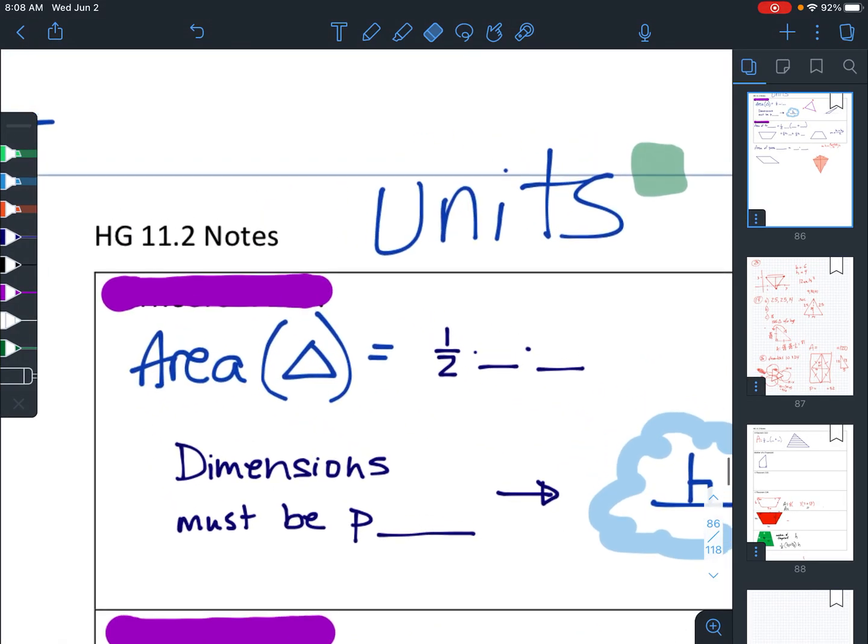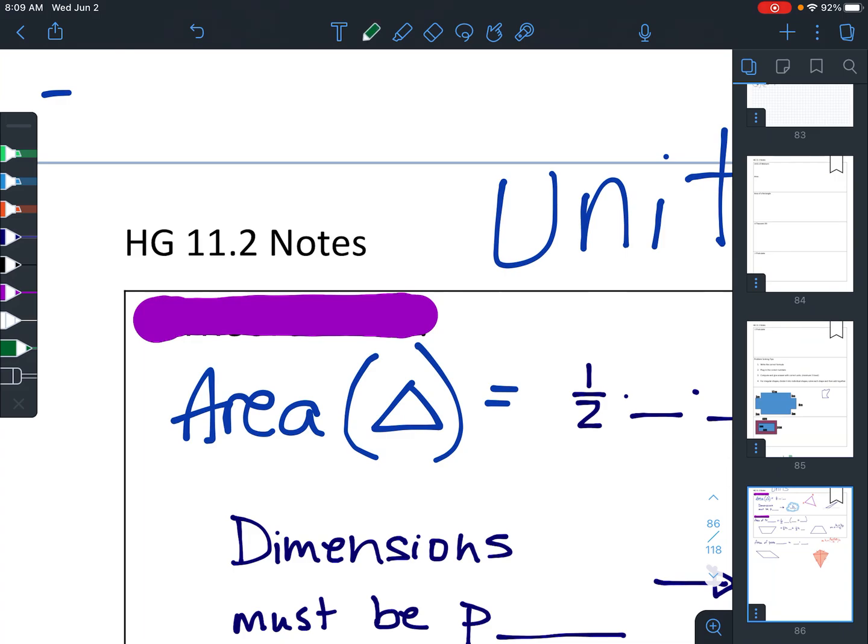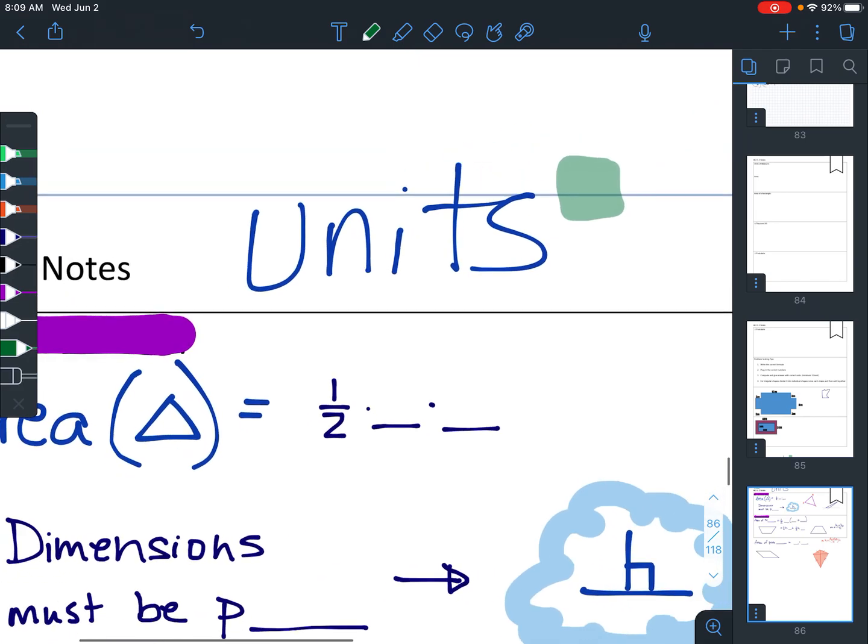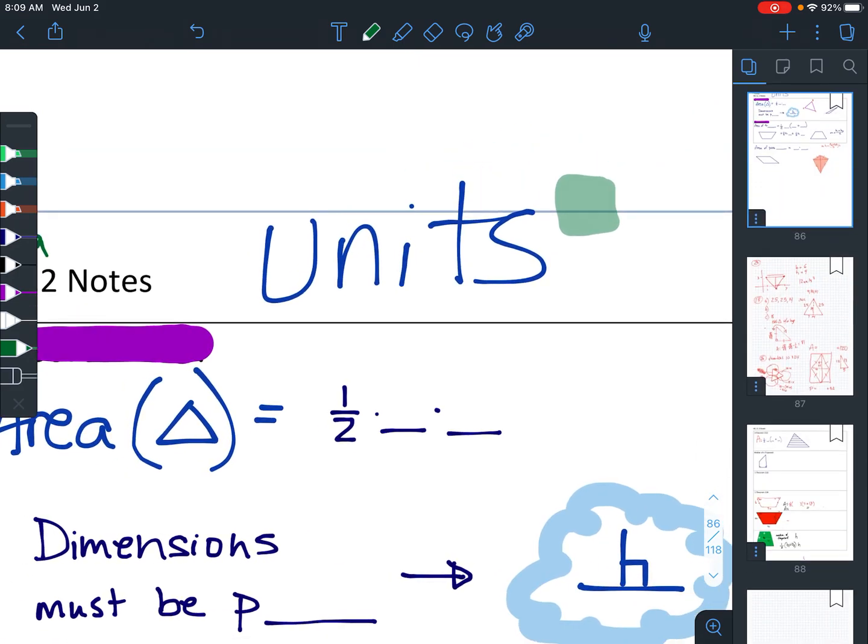Okay, 11.2, here we go. This is a chapter on area, and we're only covering the first two sections. But first thing to know is that when you measure things in terms of 2 dimensions, you always need to use units to the second power. Sometimes we call those square units or units squared.